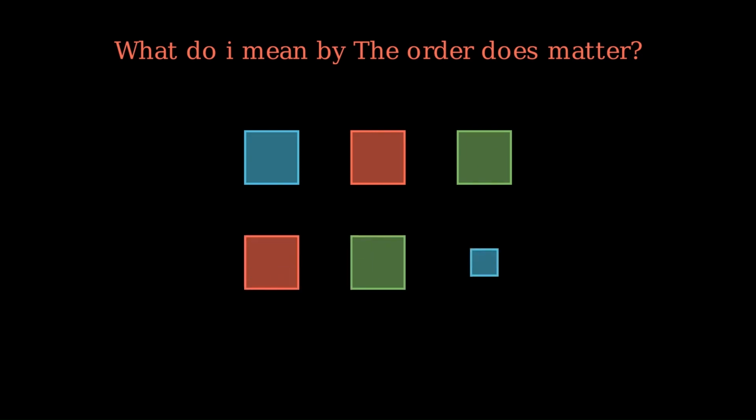Now let's look at another order of the three winners. Why is this order different? It's because the square that came first has changed. We consider this as a different possibility. So when I say that the order is important, that means that I consider these two orders as different possibilities.